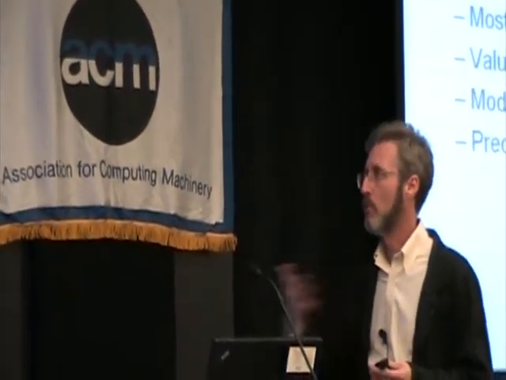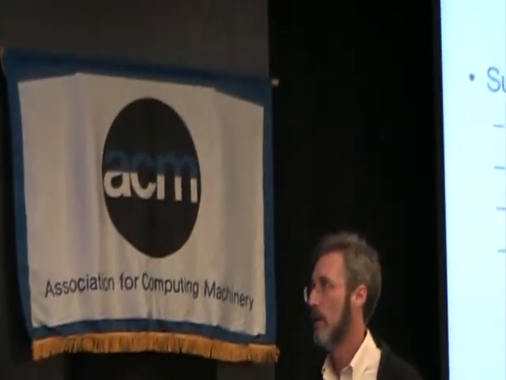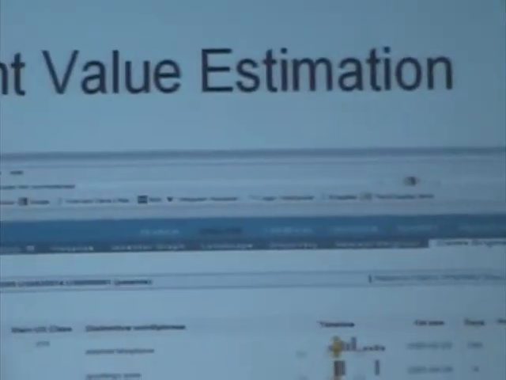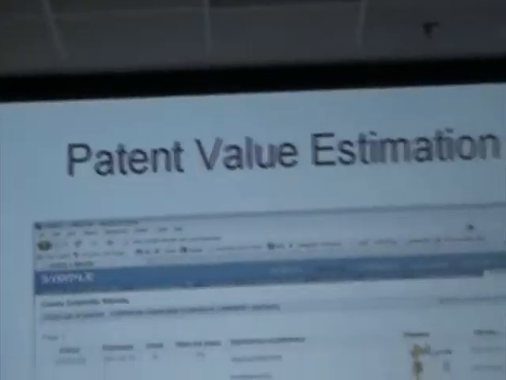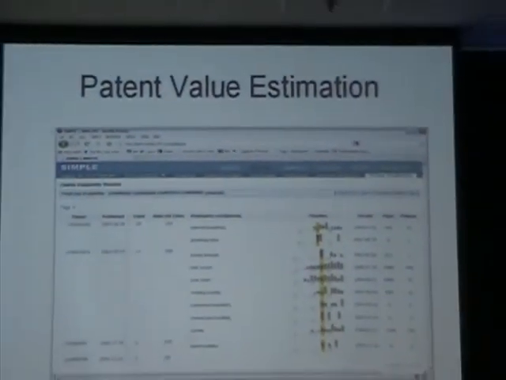Value estimation. If there's certain metrics you can use that indicate value in some way, you can look at the more valuable patents first. Modeling. If there's some way you can model what it means to be a valuable patent, that's really extremely important. And prediction, if you can use prediction to tell you what's going to be valuable in the future, that's extremely valuable. So patent value estimation is a technique we use to kind of model what the lawyers told us was the way they looked at the world.